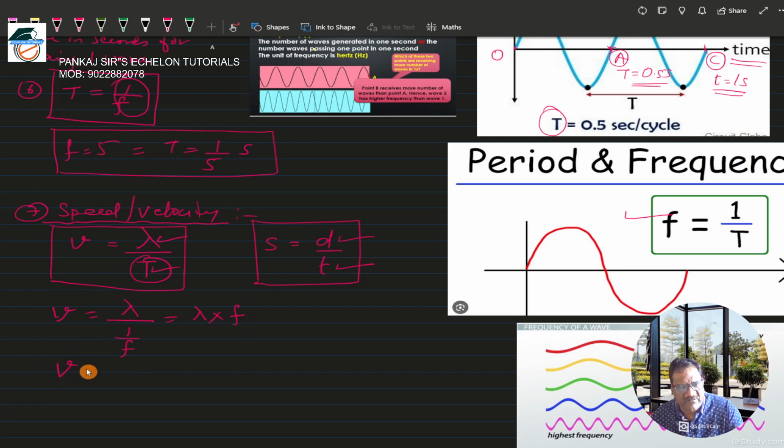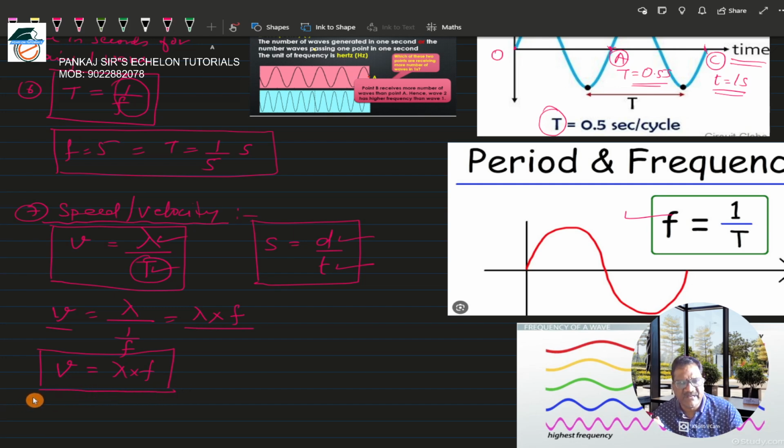So I get another formula, which is v is equal to lambda times f. This is also a formula for the speed of the wave. So what is the meaning of the speed of the wave? The speed of the wave means the speed with which the energy is carried by a wave. Now, just now I used the word energy being carried by a wave.